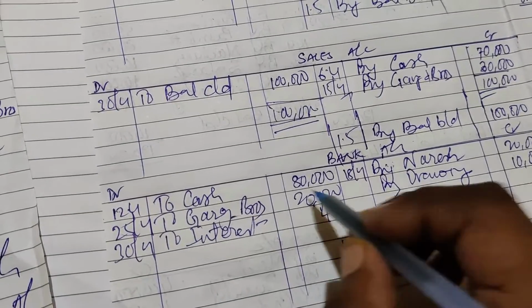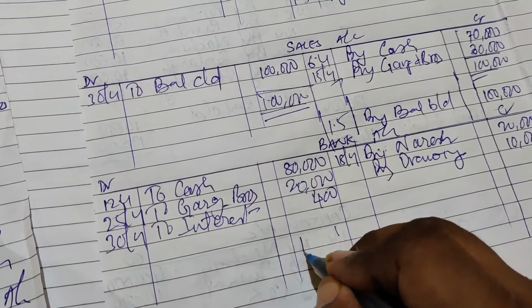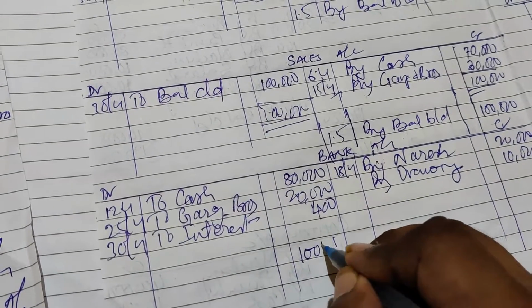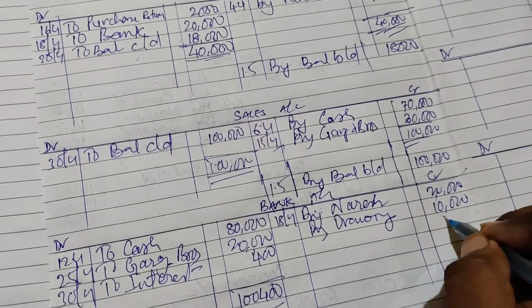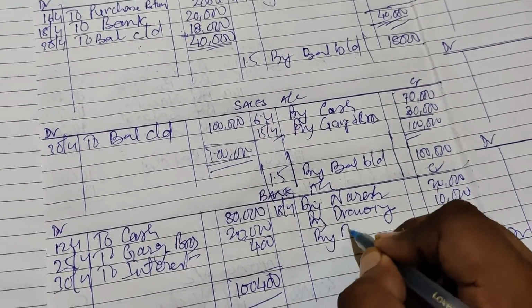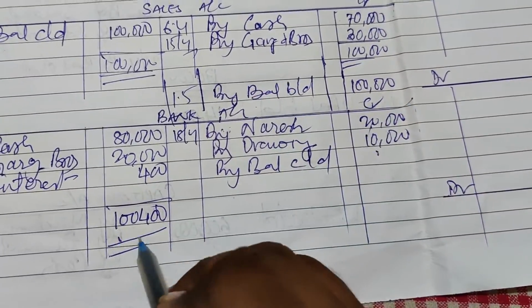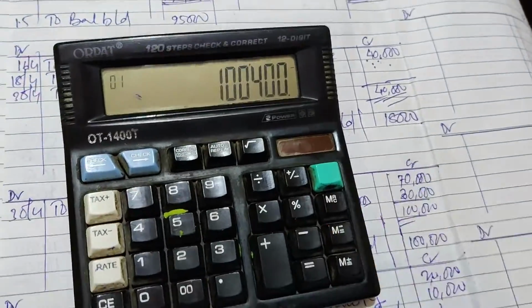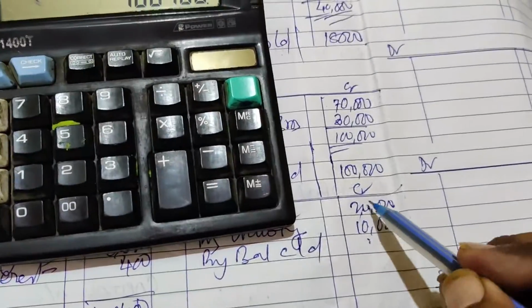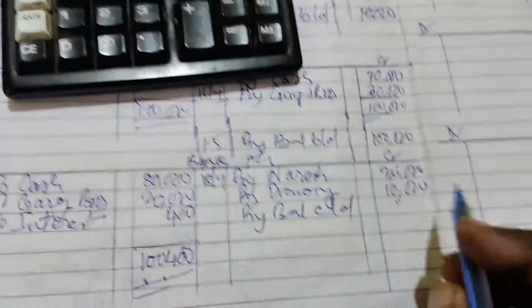The bank account, which side is more? 80, 100, 1 lakh here. Total is 1 lakh 400. And this side is only 30,000. What is the balance now? To make it equal, we have to write here by balance carried down. How much? 1 lakh 400 minus 30,000. Let's see, 100,400 minus 20 plus 10, 30,000. So 70,400 is the balance.